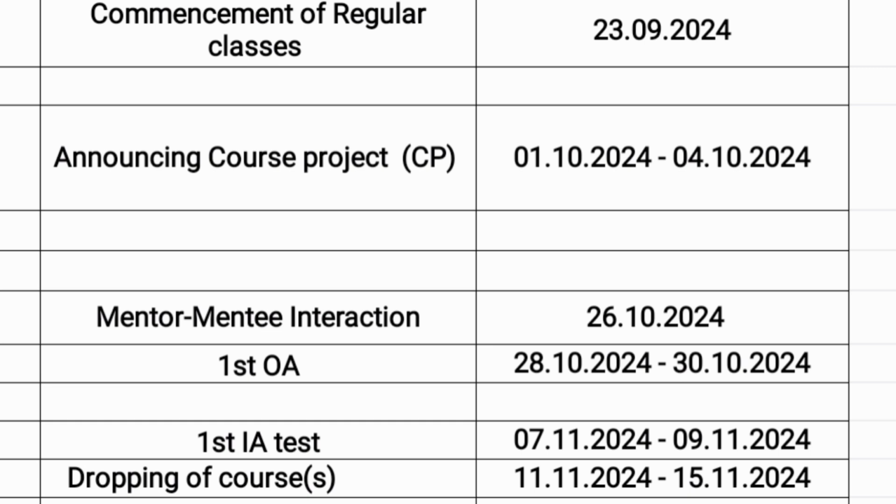And after that, first IA test, which is internal assessment. All the colleges have the internal assessment before the semester end exam. So the first internal assessment will happen between 7th of November to 9th of November. So these 3 days are given, and then dropping of courses, 4 to 5 days are allowed, like between 11th of November to 15th of November you can drop courses.